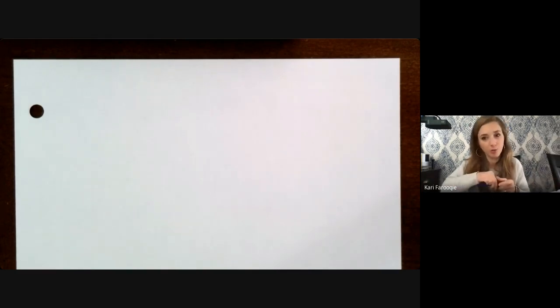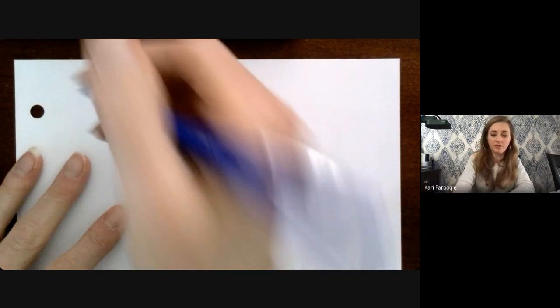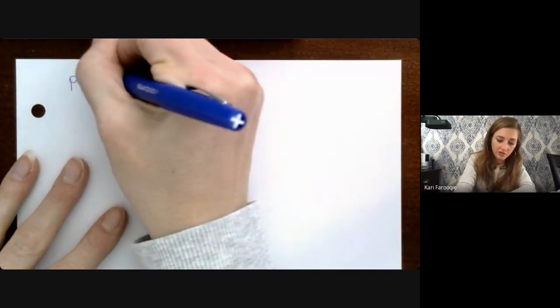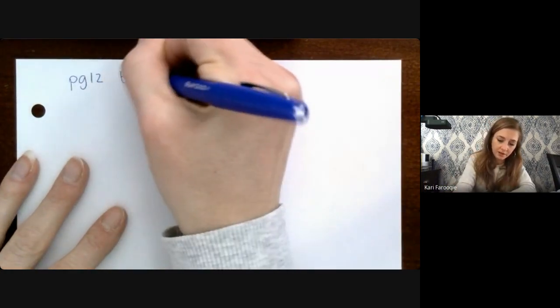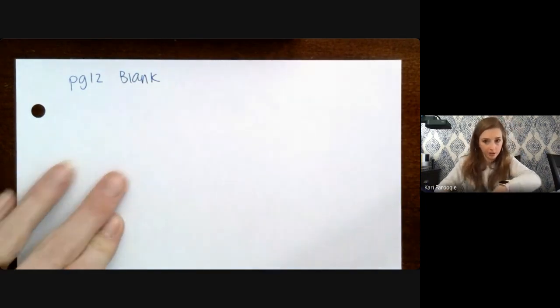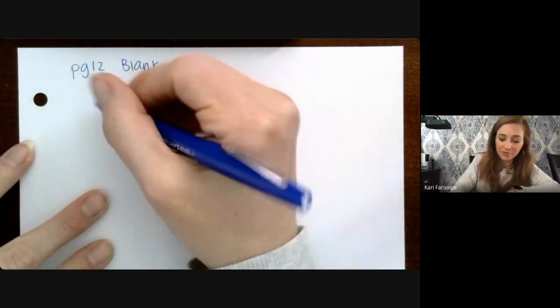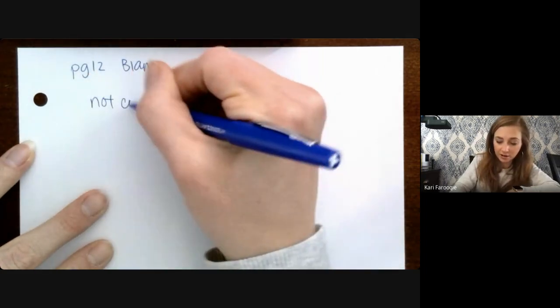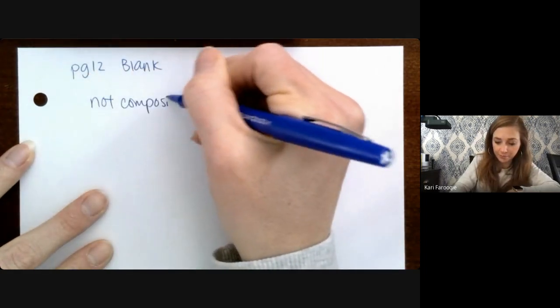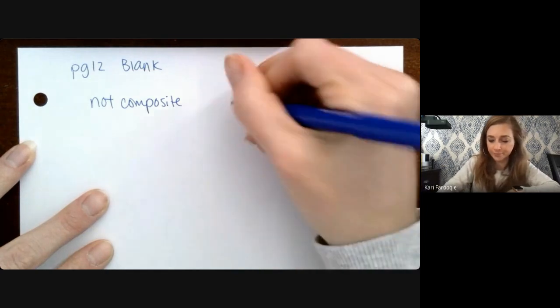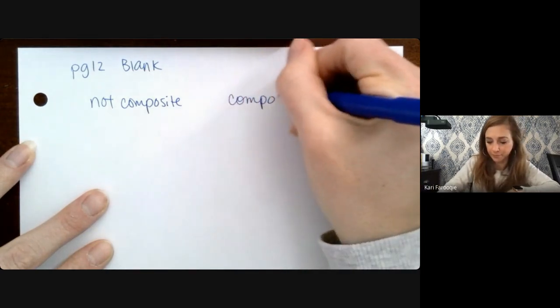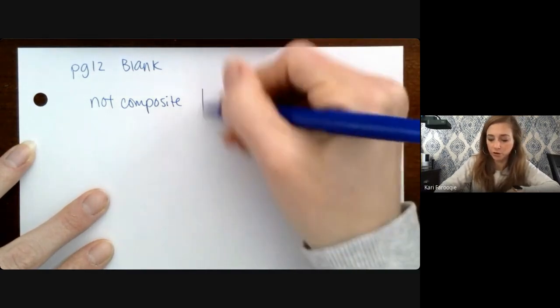So on page 12, I'm just going to give you some examples of what composite functions would be, and then we can compare them to their non-composite counterparts. Okay, so this is on page 12 of your notes. It's a blank page. And we're going to talk about what is and what is not a composite function. Okay, so we're going to make a column for not composite, and we'll make a column for composite.